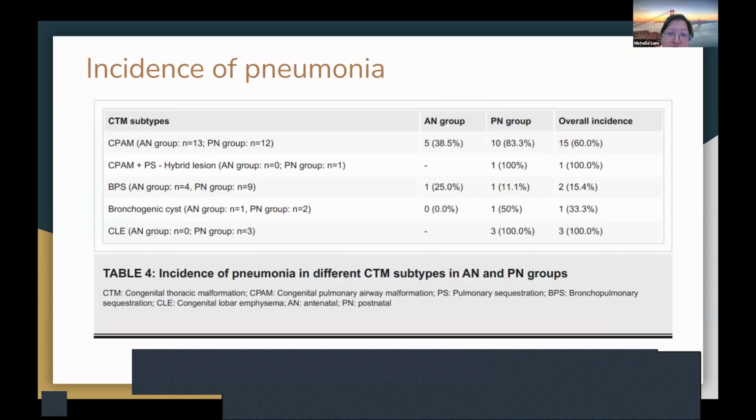For the incidence of pneumonia, in the PN group, nearly all of them, 83.3%, experienced pneumonia. And also in the congenital lobar emphysema group, all of them had pneumonia in the end.